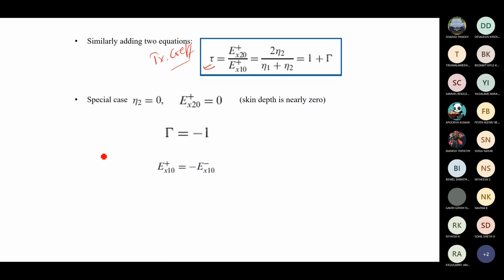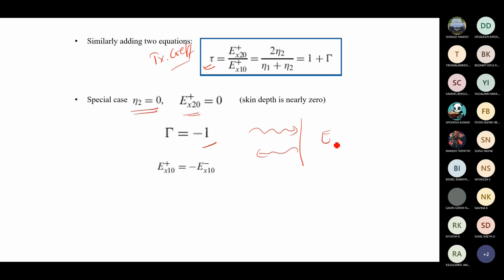Interestingly, there is a special case: if the second medium has impedance equal to 0, that means it is a perfect conductor. If the second material has absolutely zero impedance, then we know that there cannot be any transmitted field. Why? Because the reflection coefficient will become 1, that too with a negative sign, which means that all the incident power will simply be reflected.